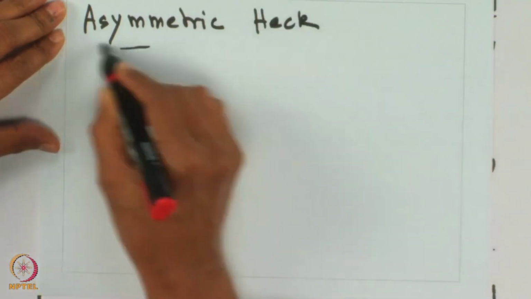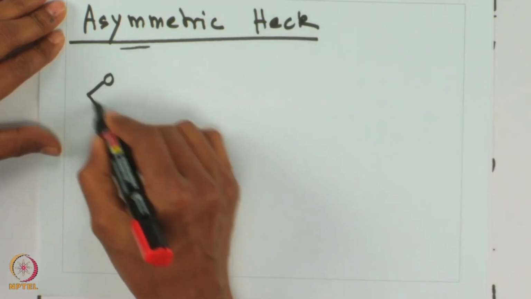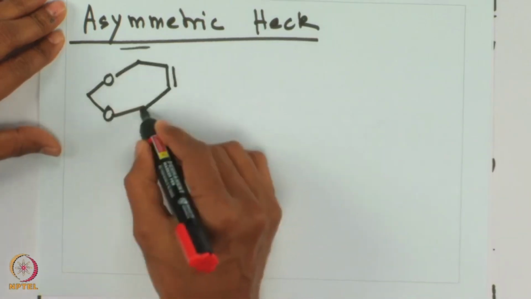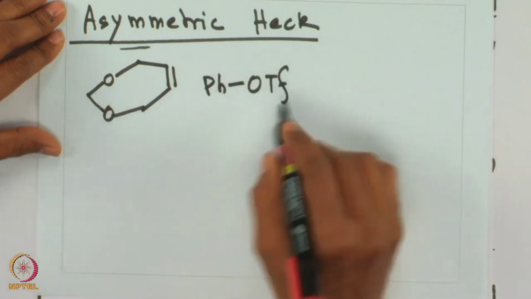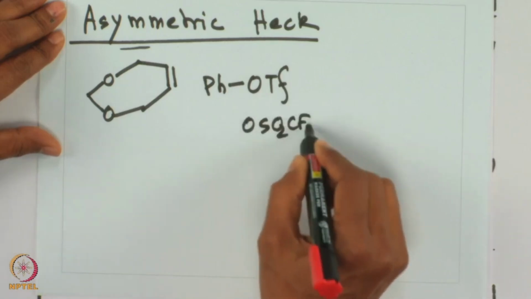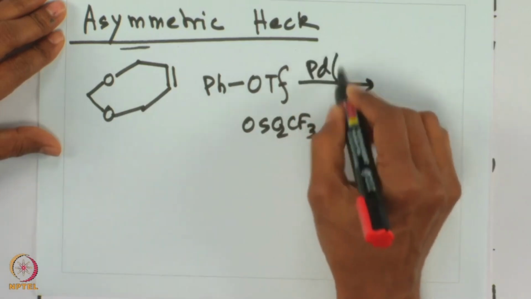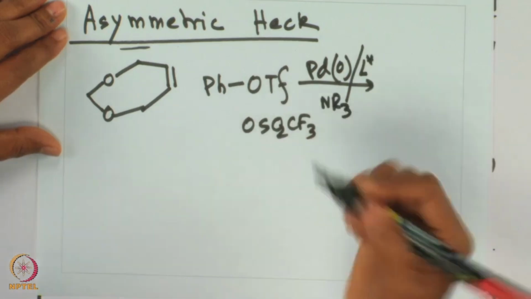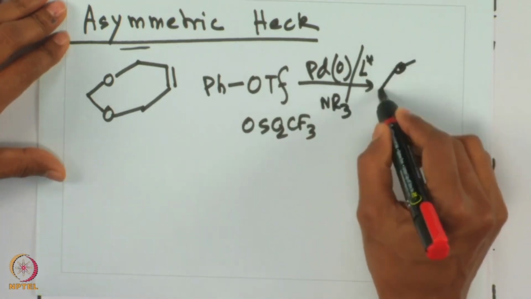The one example we would like to discuss is with the Pfalz ligand, where let us say the substituent is such that it is a cyclic one, and we have PhOTf as the coupling partner. Okay. OTf is nothing but OSO2CF3. And during this process, if you are taking palladium 0 ligand complex and an amine, NR3, as a base, what you get from these processes is quite interesting.